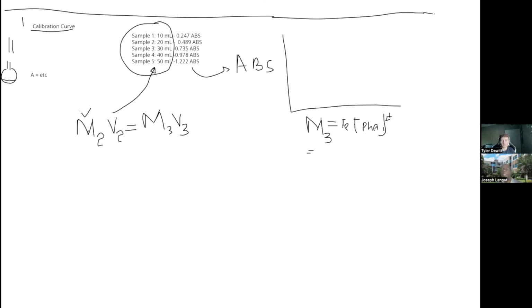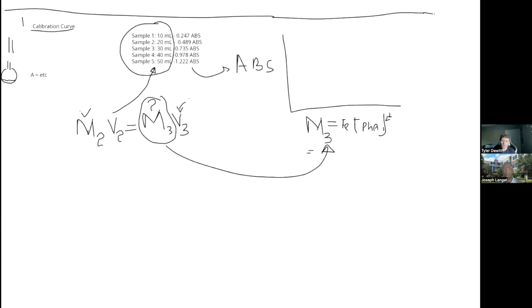Remember, we will be doing this for each sample. You have 5 absorbance values, so you need to have 5 M3s, which will vary. V2 will vary as well. And this is the question mark we are looking for, which will go on the x-axis right here. Can you see the arrow? And what was the V3 right here? 100 mL. Yeah, all of them were diluted to what?